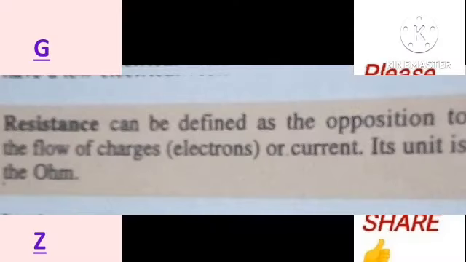Now resistance is one thing we'll be dealing with for most of this course, because resistance is a property of every element and every substance, because resistance is present in everything to some degree. Resistance is defined as the opposition to the flow of charges or currents. Its unit is the ohm.